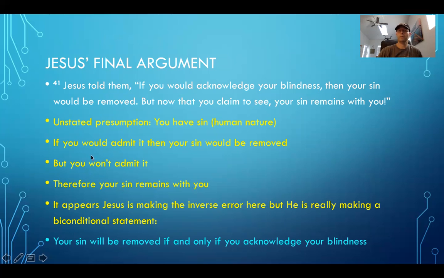Which I think is kind of interesting, because it looks like the inverse of this statement. The inverse is when you just negate the two statements. It actually is the inverse. And the inverse isn't logically equivalent to the original statement. We can test that and see that, just like the converse isn't. So it seems like Jesus is making what's called the inverse error, which is a fallacy of logic. But I think actually what he's doing is he's making what's called a biconditional statement, which we talked about in the last lesson. And he's really trying to say, your sin will be removed if and only if you acknowledge your blindness. The story is very interesting.